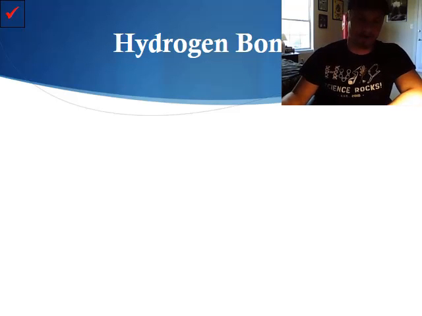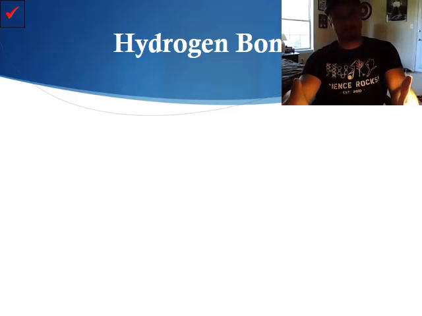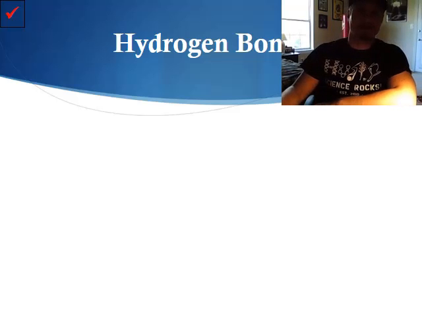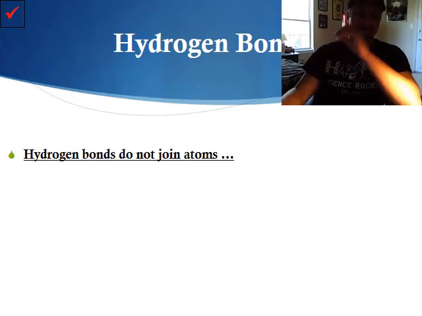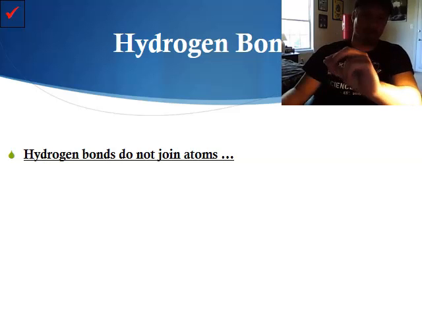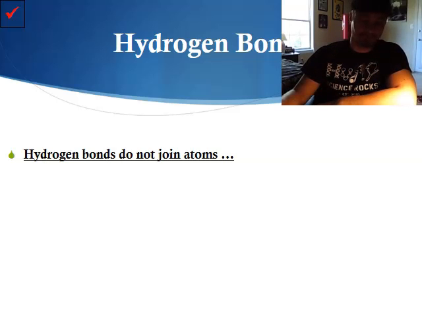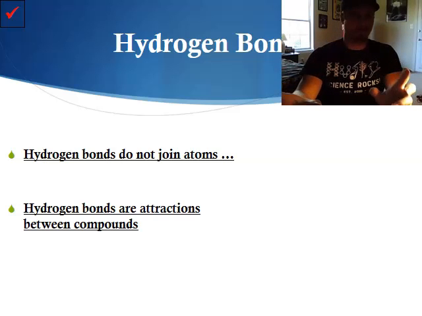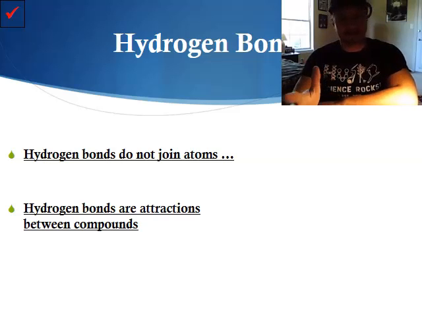So, hydrogen bond. If you paid attention to the last one we did about the intro to biochemistry and basic bonding structures, you would know that a hydrogen bond doesn't actually join atoms together. Nope. Hydrogen bonds are attractions between compounds, so between the more positive and the more negative. Now, they don't actually come together.